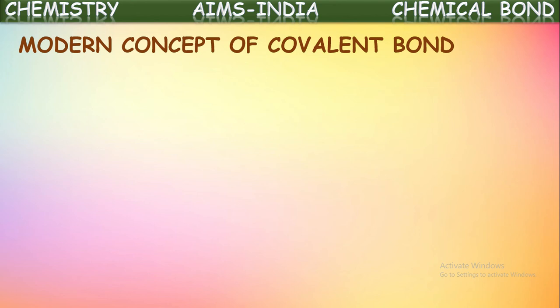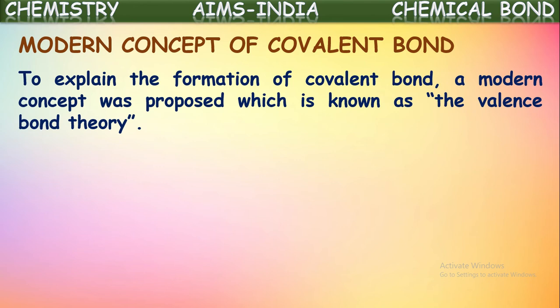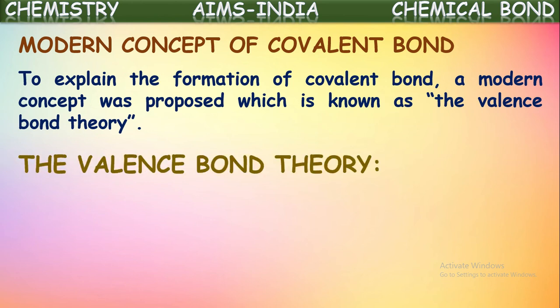Let us see here the modern concept which explains the covalent bond formation. To explain the formation of a covalent bond, a modern concept was proposed which is known as the valence bond theory, because here the covalent bonds are formed between the valence electrons of the atoms. Let us see here what are the important postulates from this.